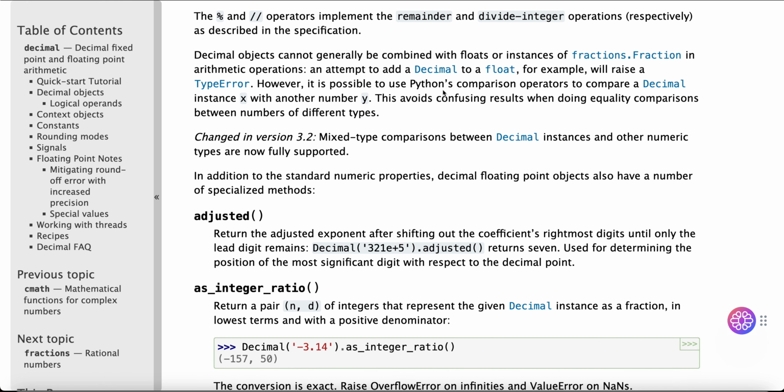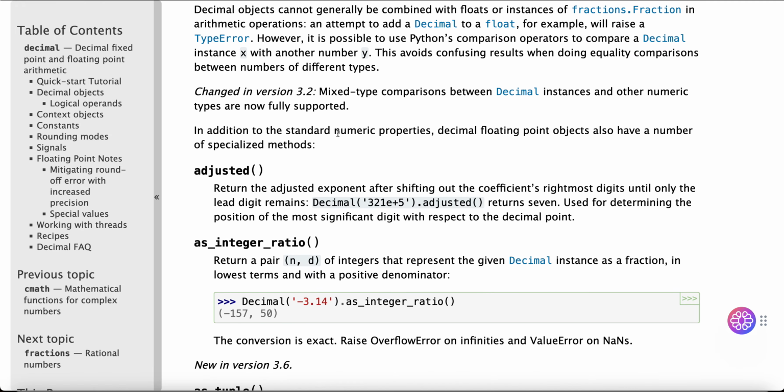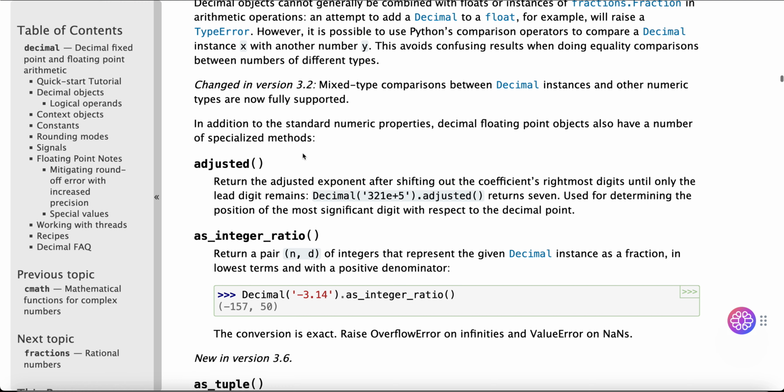However, it is possible to use Python's comparison operators to compare a Decimal instance x with another number y. This avoids confusing results when doing equality comparisons between numbers of different types. In addition to standard numeric properties, Decimal floating point objects also have a number of specialized methods.